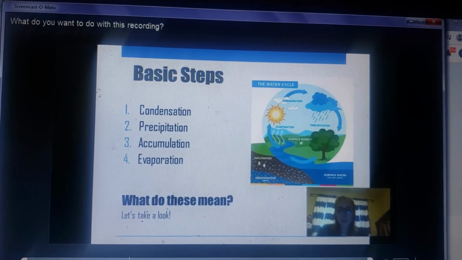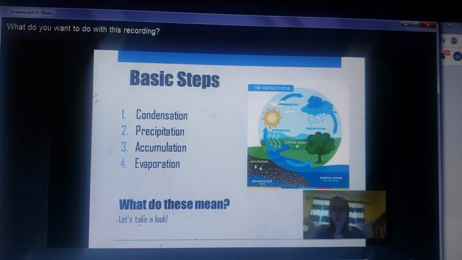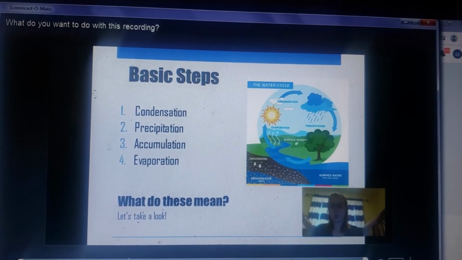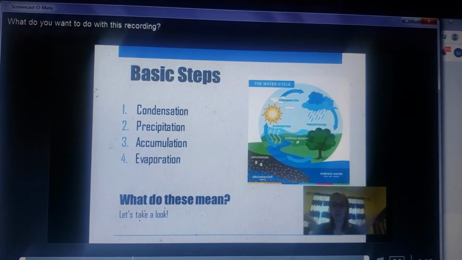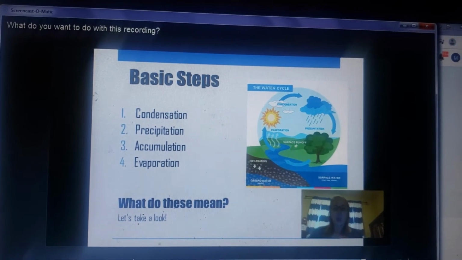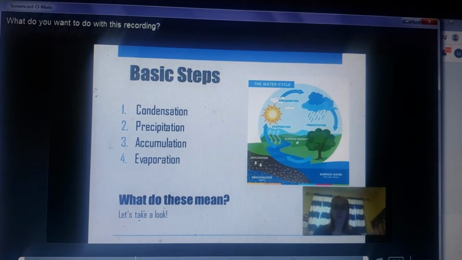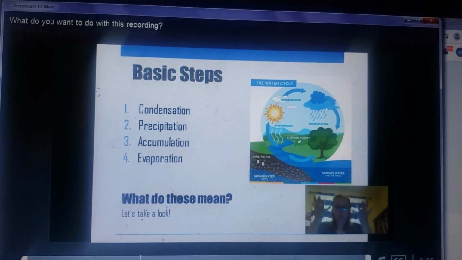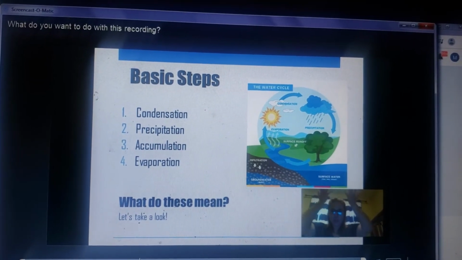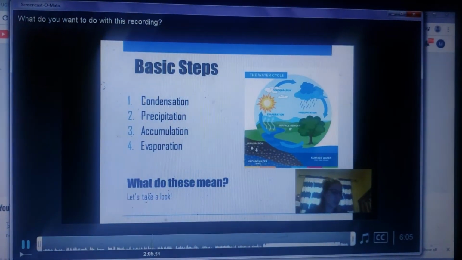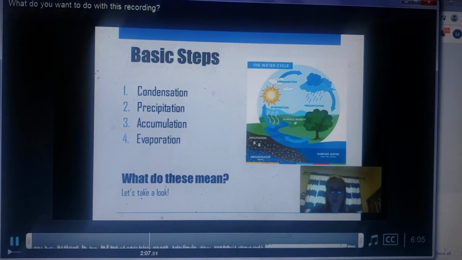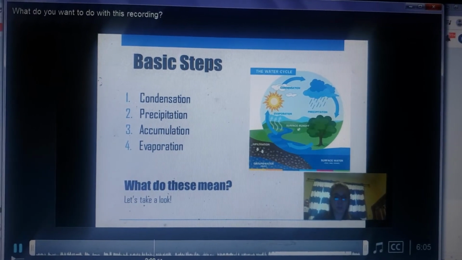Then accumulation is down here. It's where all the water builds up. Oceans, lakes, puddles, all of that good stuff. And then everybody do evaporation, which means the water is rising up to the sun and to the clouds. Now, what do each of these mean exactly? Well, we're going to be taking a look at what each individual term up here means.